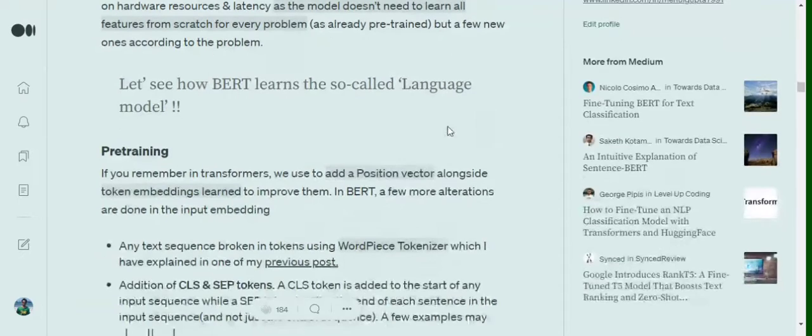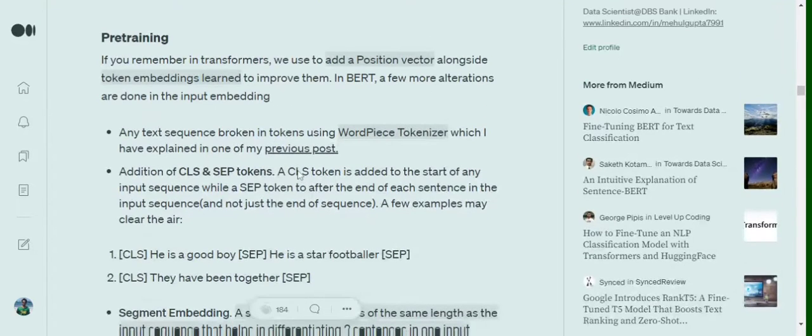So let's understand how pre-training works. First of all, let's understand how the embedding that is getting fed into the encoder of BERT is prepared for pre-training. If you remember in transformers, what we were doing is generating an input embedding and then adding the positional encoding to that particular vector. Now in case of pre-training, we are adding a few more things.